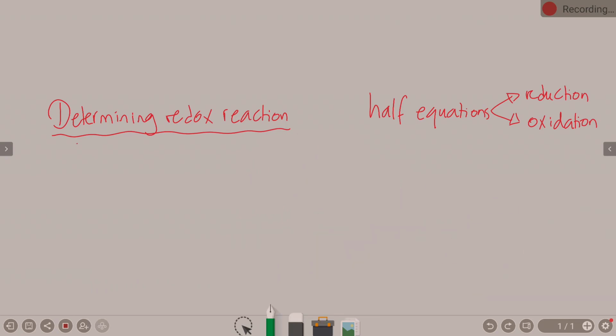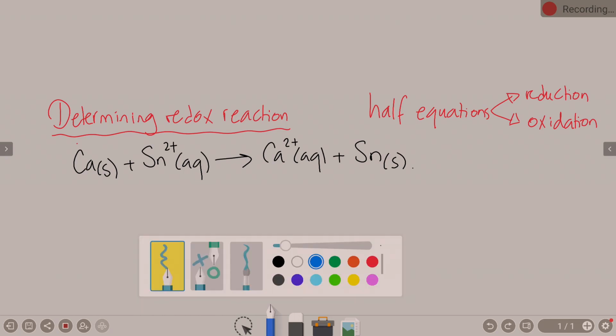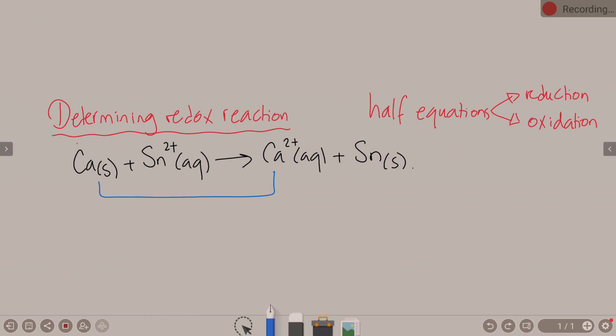So the second example is also pretty easy to see. If I have a reaction between calcium and tin 2 plus, and I form calcium 2 plus and tin metal. Is this a redox reaction or not? You can clearly see that you have two parts of this equation. One that involves calcium and one that involves tin. So I'll write them out.